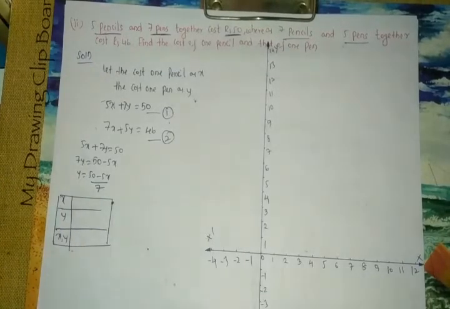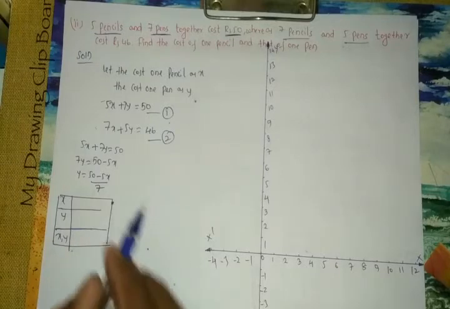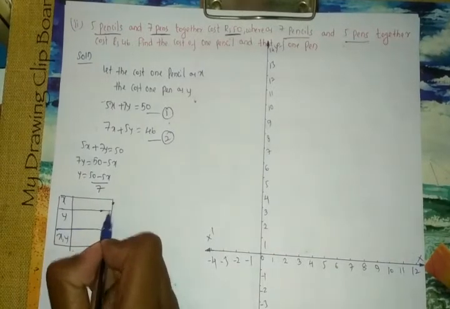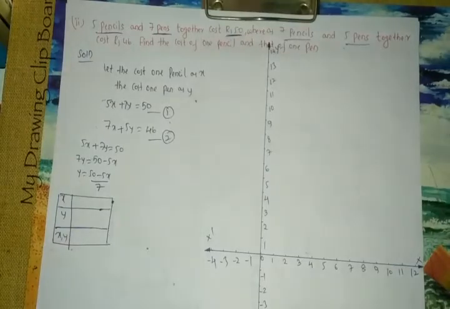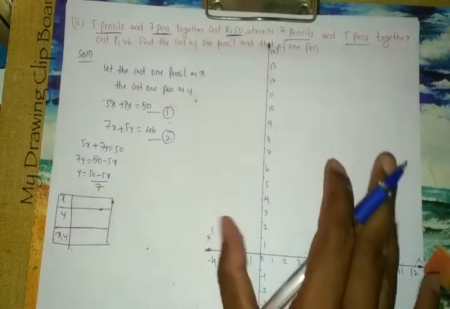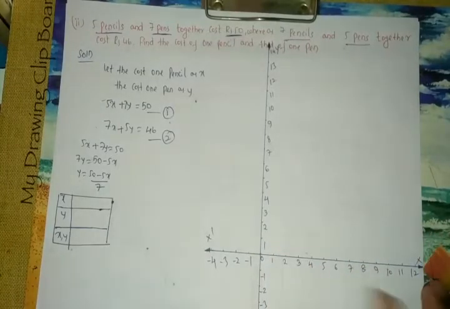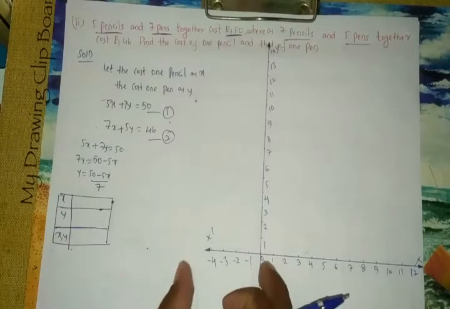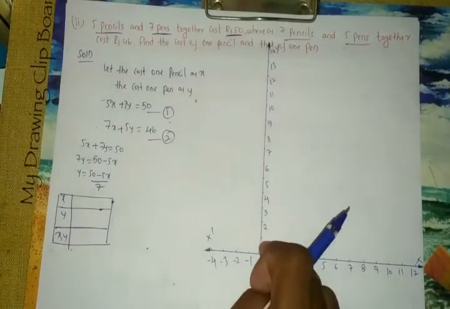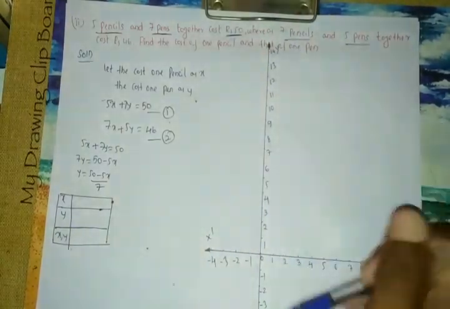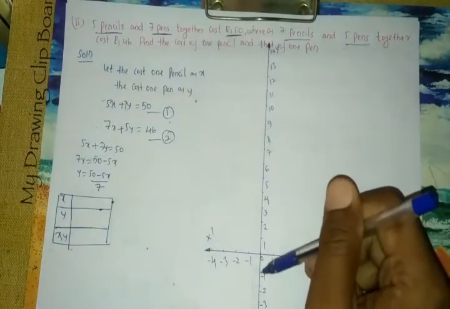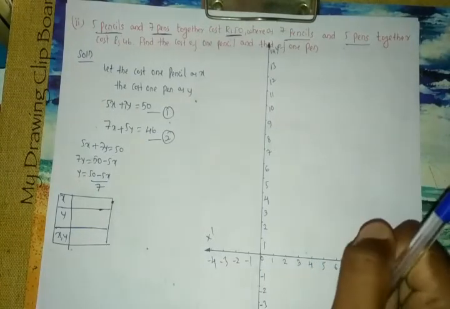I have to select the value of x in such a way that my points come within the graph limits. I have taken the x-axis up to positive 12, the negative side up to -4, the positive y-axis up to 14, and along this side as -4.